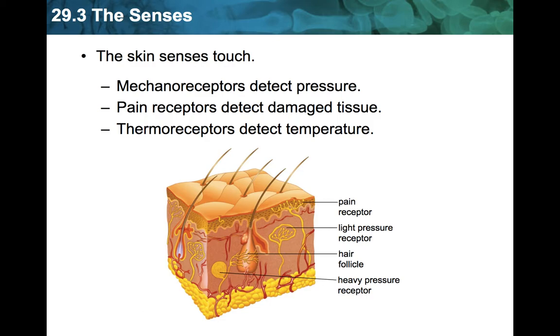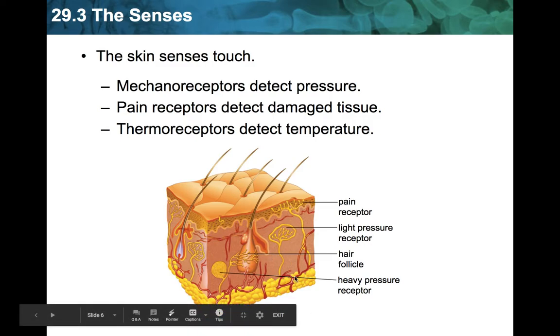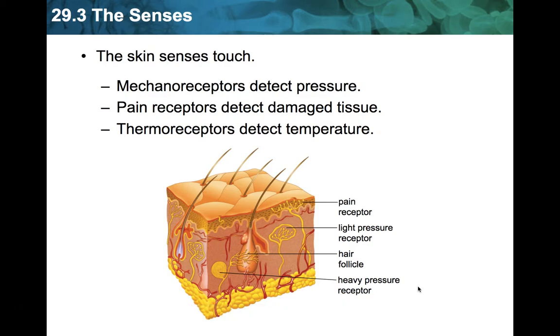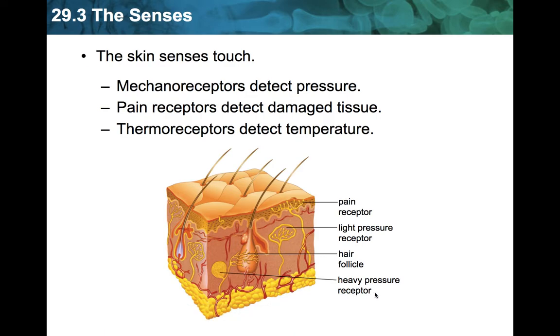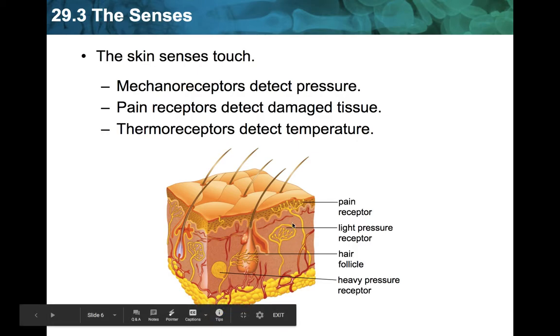All right, I'm not going to go through all of these too much because you can see what's going on here. I'm not going to read the diagram off to you. I think you can look at that and read the descriptors over here. I will mention though that the heavy pressure receptor is down deeper in the tissue, and that should make sense why it's called that, because the harder you push on your skin, the more your heavy pressure receptor is going to feel that because it's heavy pressure. Your light pressure receptors are closer to the surface.